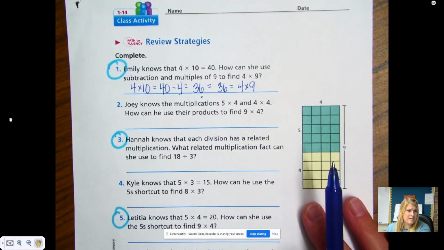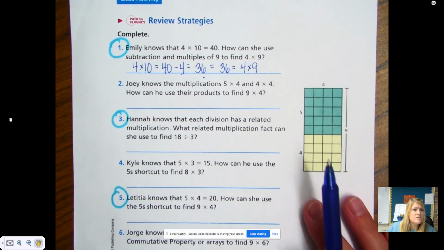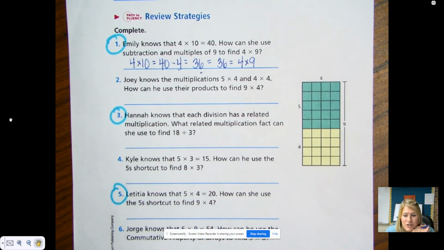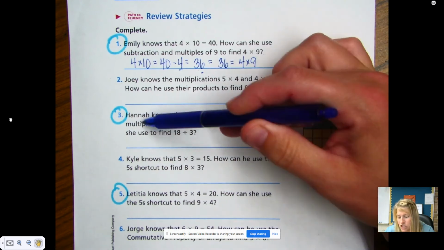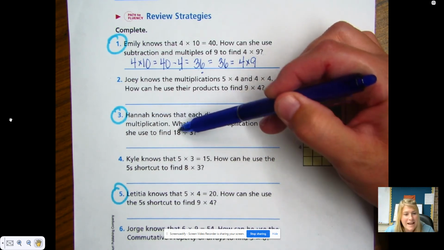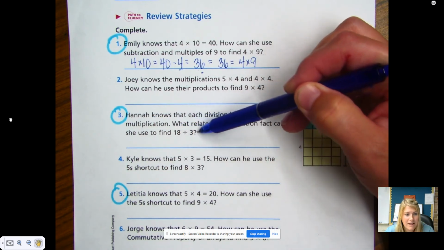All right. So let's review a couple more strategies. All right, you guys, I hope you're going, okay, I'm ready for this. Let's share our thinking. Hannah, number 3. Hannah knows that each division has a related multiplication. What related multiplication fact can she use to find 18 divided by 3?